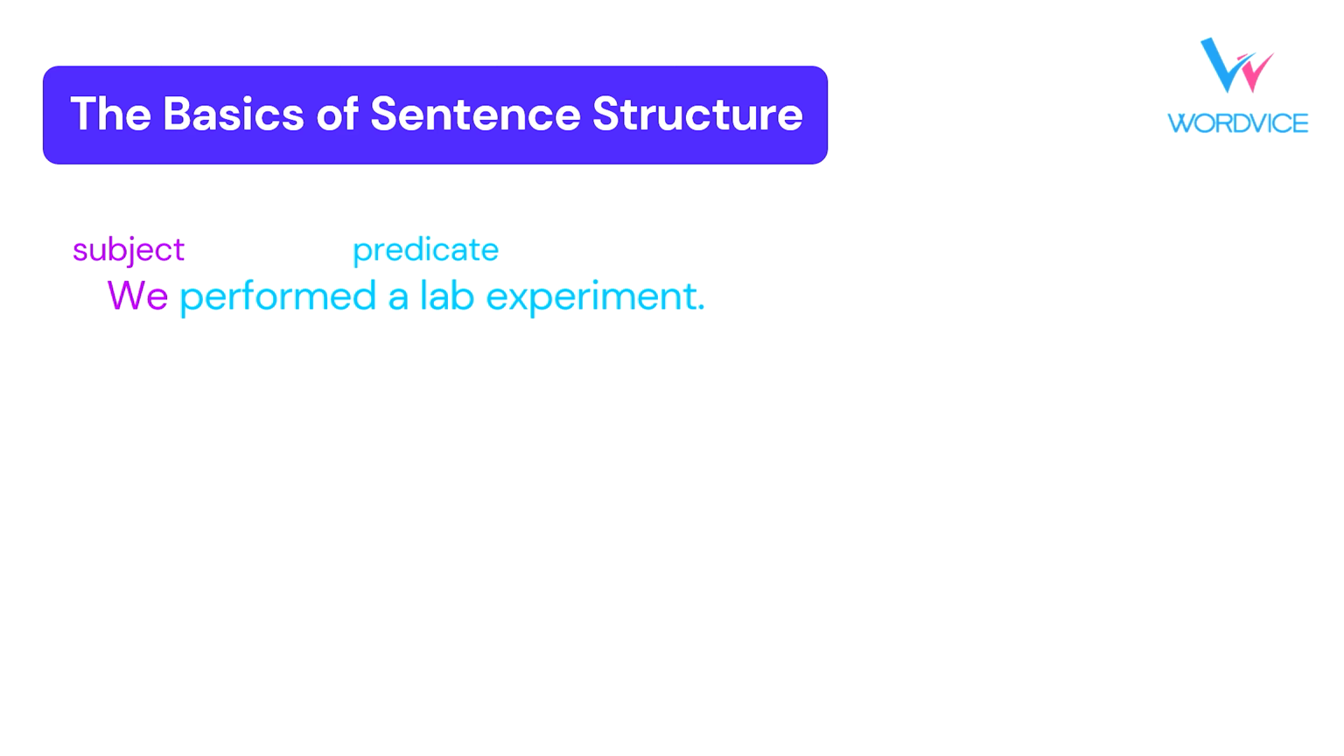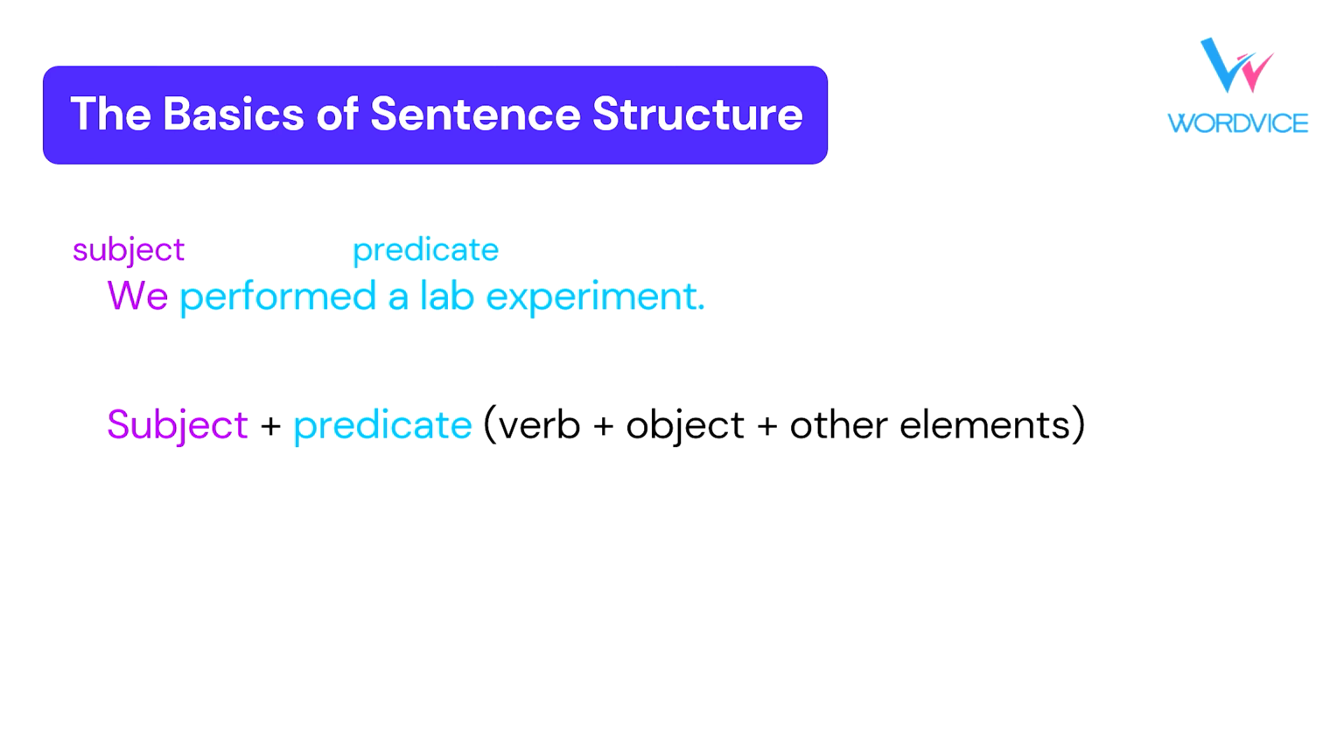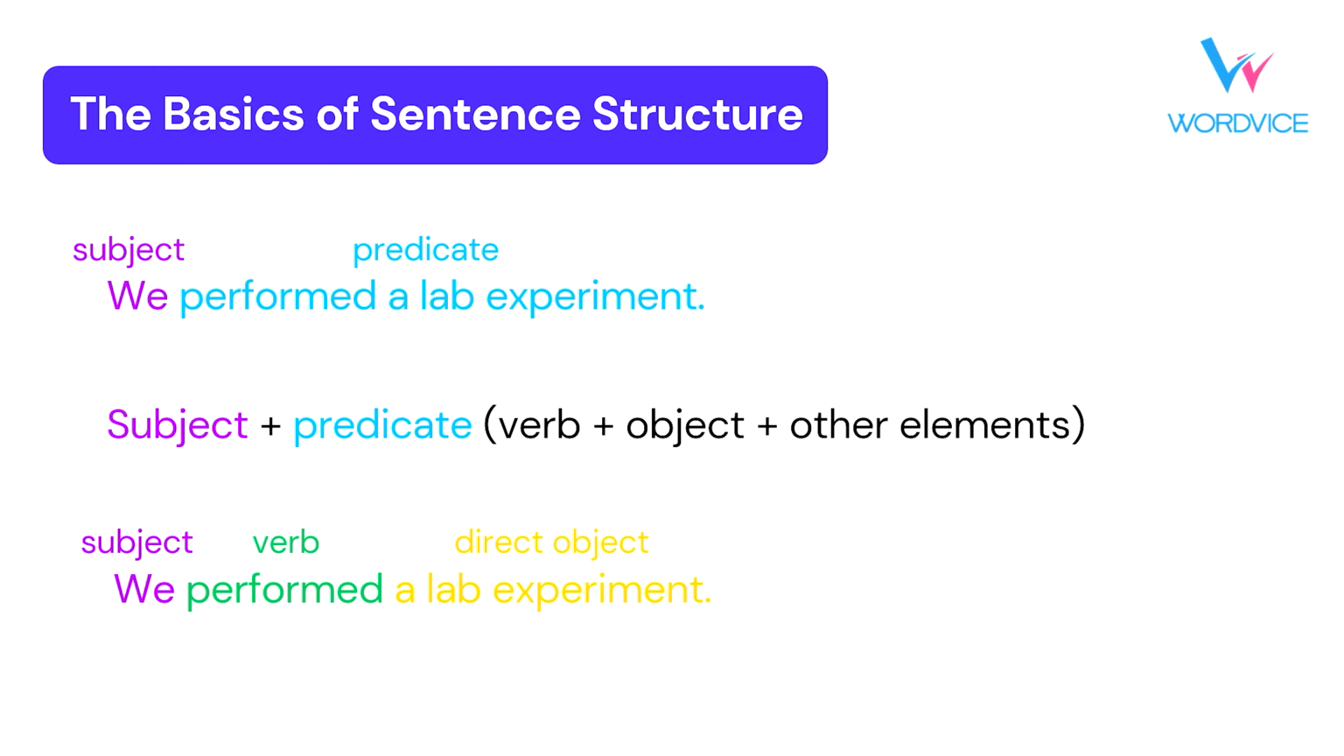The standard word order in an English sentence is subject plus predicate, and the predicate usually contains a verb and other elements like direct objects, indirect objects, adverbial clauses, and prepositional phrases. While this formula sounds simple, it can be difficult to identify the subject, verb, and object in more complex sentences. This sentence is an example of a basic sentence with only subject, verb, and direct object.